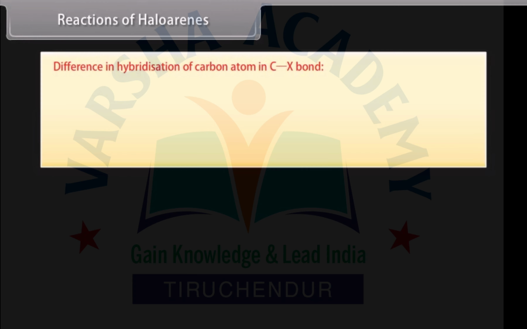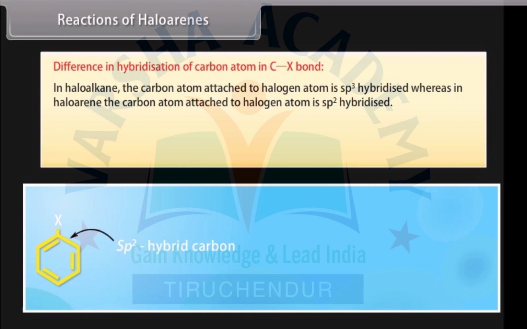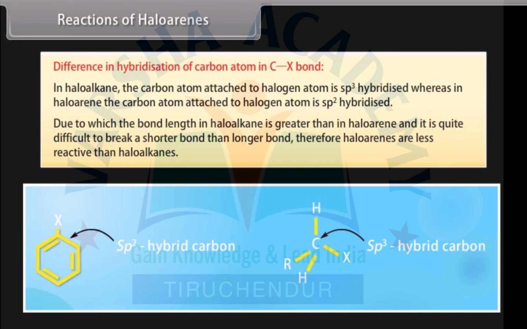Difference in hybridization of the carbon atom in the C-X bond. In haloalkanes, the carbon atom attached to the halogen atom is sp3 hybridized, whereas in haloarenes, the carbon atom attached to the halogen atom is sp2 hybridized, due to which the bond length in haloalkane is greater than in haloarene, and it is quite difficult to break a shorter bond than a longer bond. Therefore, haloarenes are less reactive than haloalkanes.